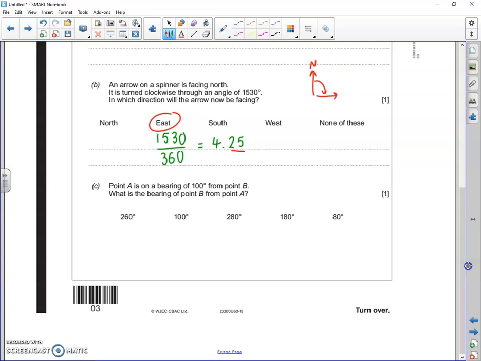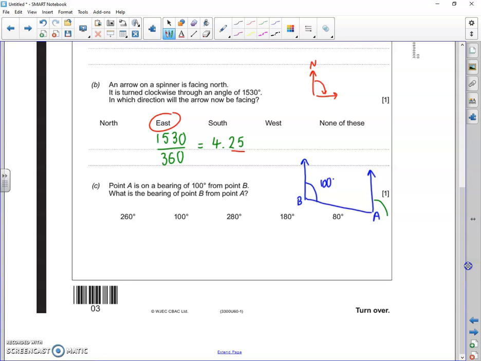And then part C, probably worth doing a diagram for these ones. So it tells us that point A is on a bearing of 100 degrees from point B. So if I put 100 degrees in there, just past east that is, and there's my other one. So point A is on a bearing of 100 degrees from point B. What is the bearing of point B from point A?